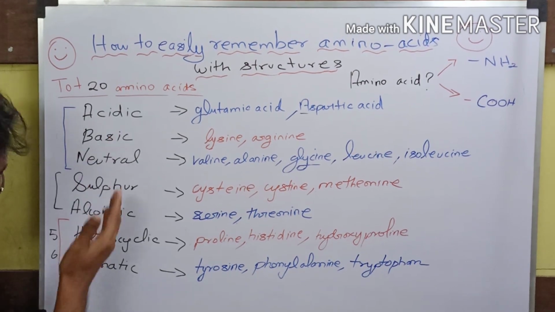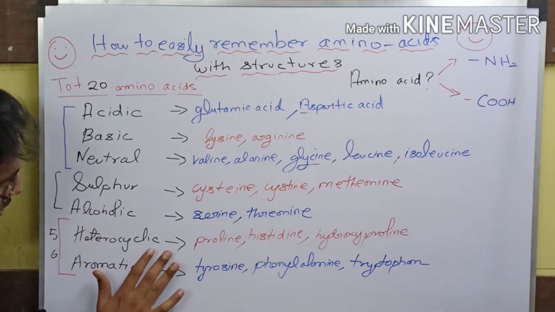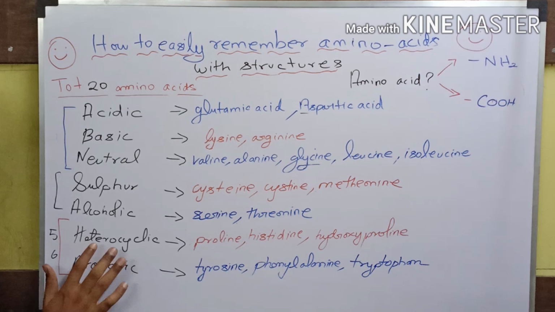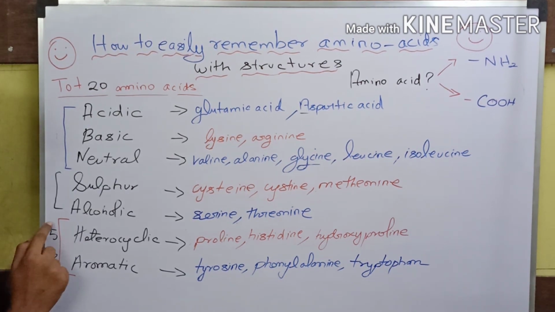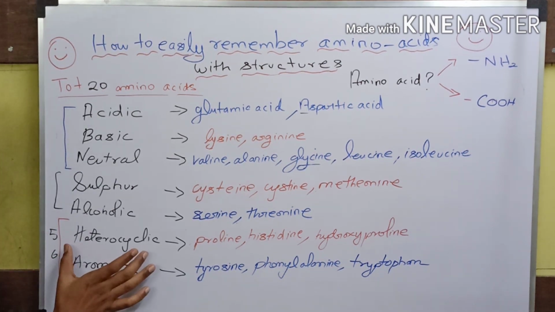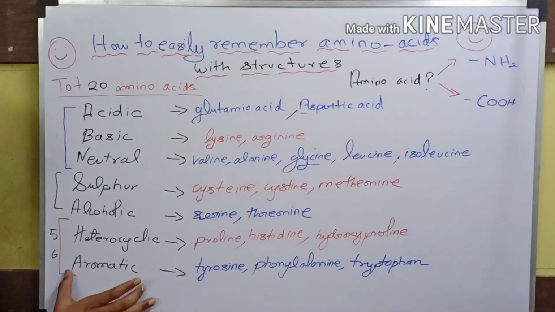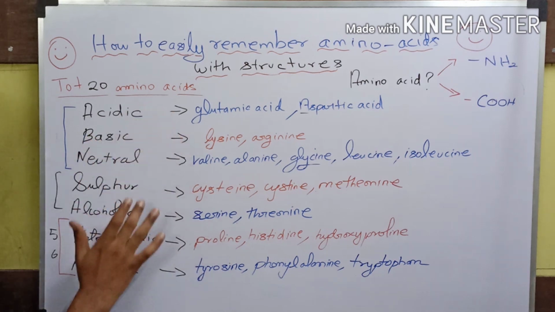Let us come to the last. I have written heterocyclic amino acid and aromatic amino acid. Heterocyclic compounds contain a 5-membered ring and aromatic compounds contain a 6-membered ring. 5, 6. So, based on that order, I have written heterocyclic amino acids first and aromatic amino acids second. Now we are clear with the order of 5 classes of amino acids.